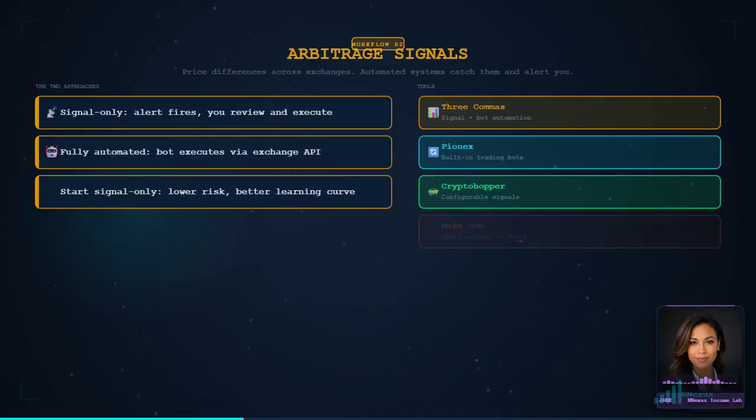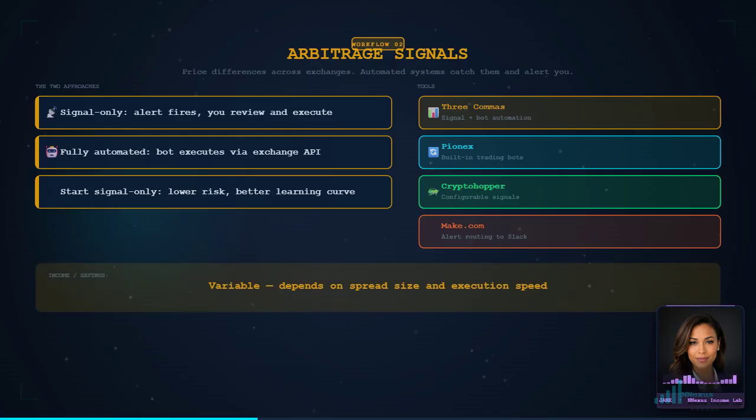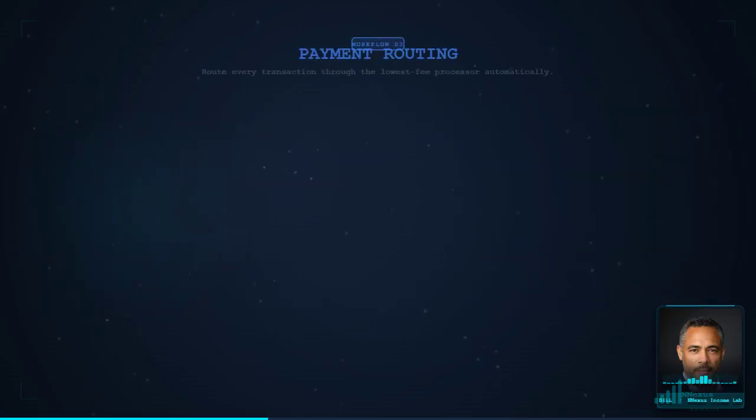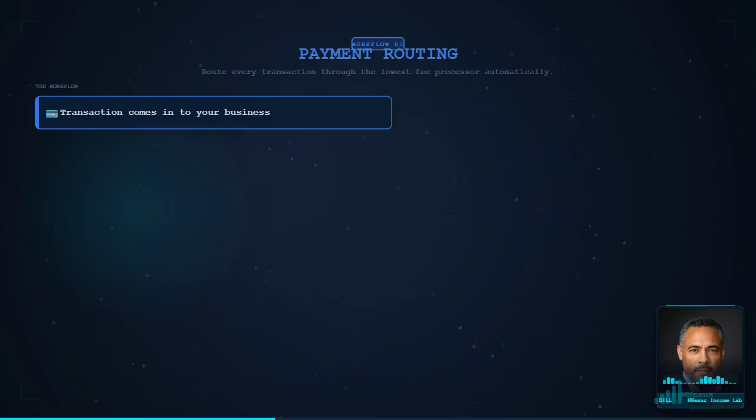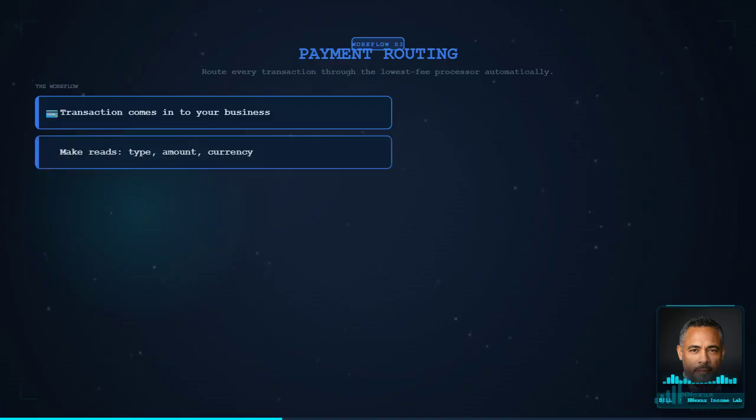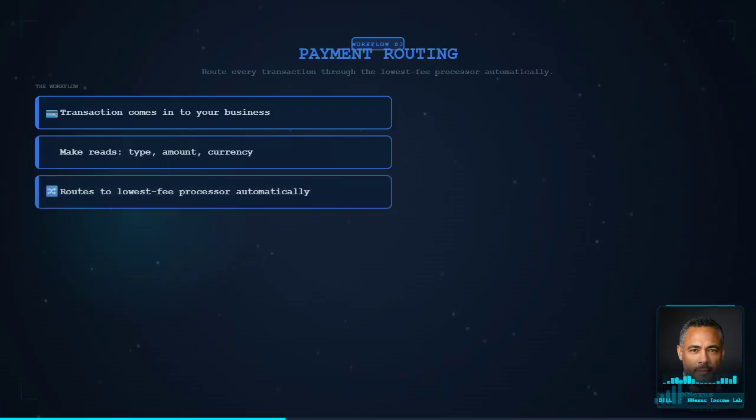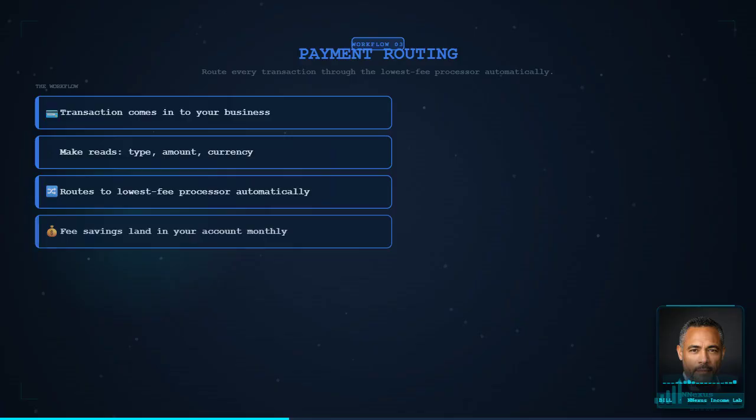Tools for signal systems: 3Commas, Pionex, and CryptoHopper all offer signal-based automation with configurable risk parameters. You set the minimum spread percentage. The system alerts when the threshold is met. Important context: arbitrage opportunities have compressed significantly as more bots enter the market. This workflow is most viable for people who understand exchange mechanics and are prepared to manage bot configurations actively.